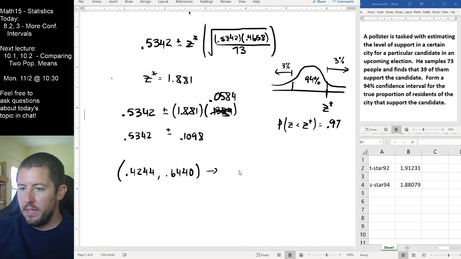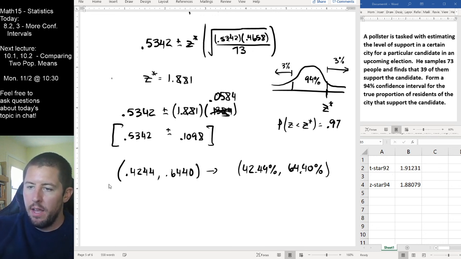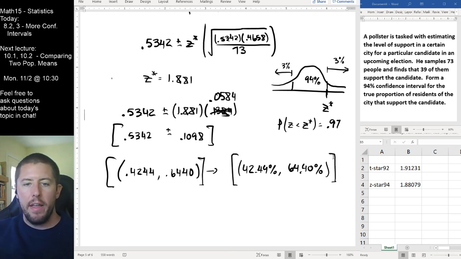We might interpret this as 42.44% to 64.40%. Now, let's talk about two reasons why this is such a wide interval right here. That's a pretty good response right there. These are all ways that we might phrase our final answer right there.